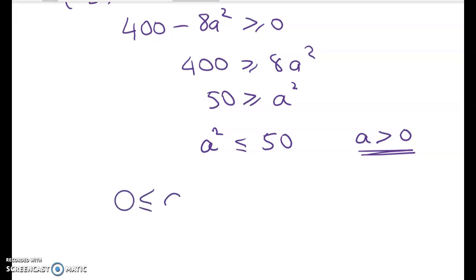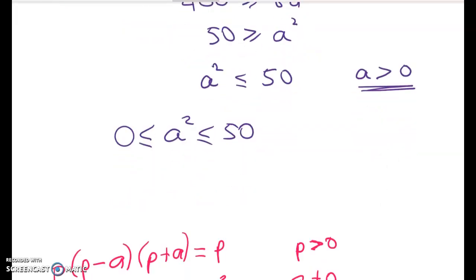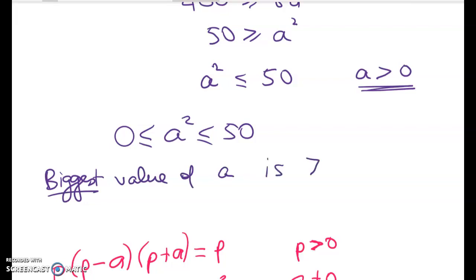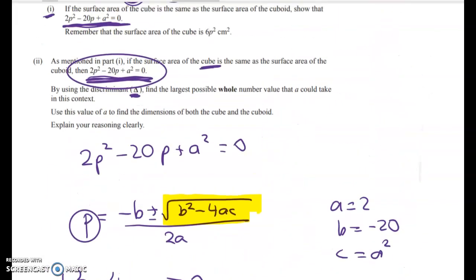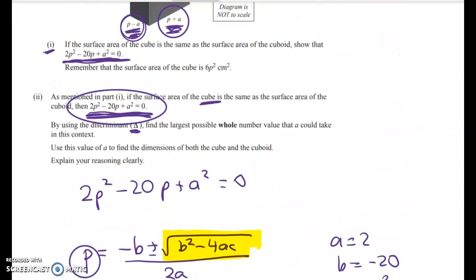But what that means is that we can say a squared has to be between 0 and 50. And so the biggest possible value of a is going to be 7, right? Because 7 squared is equal to 49. So that's great. And that's what they've suggested that you do. And we've used the discriminant, and it looks like we've found the largest possible whole number value that a could take on. So that's all good, but there's a problem. And the problem will become apparent when we do this.